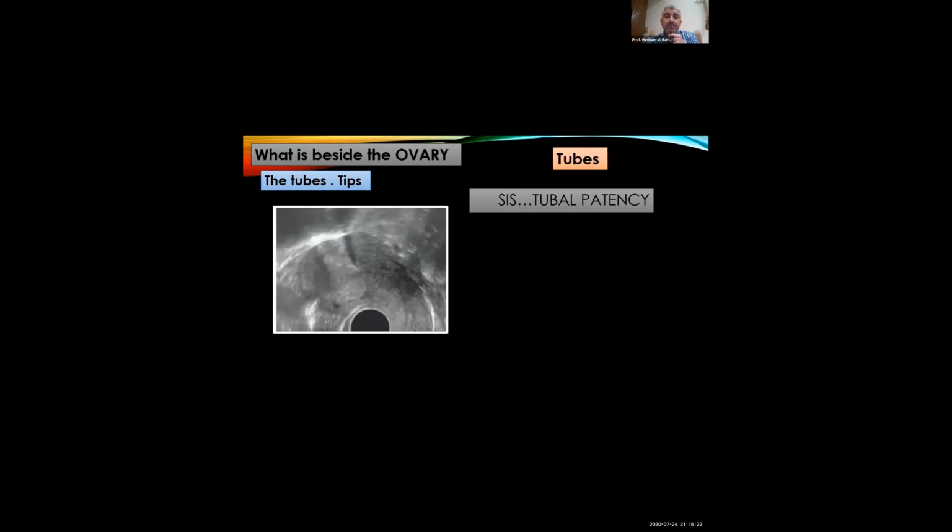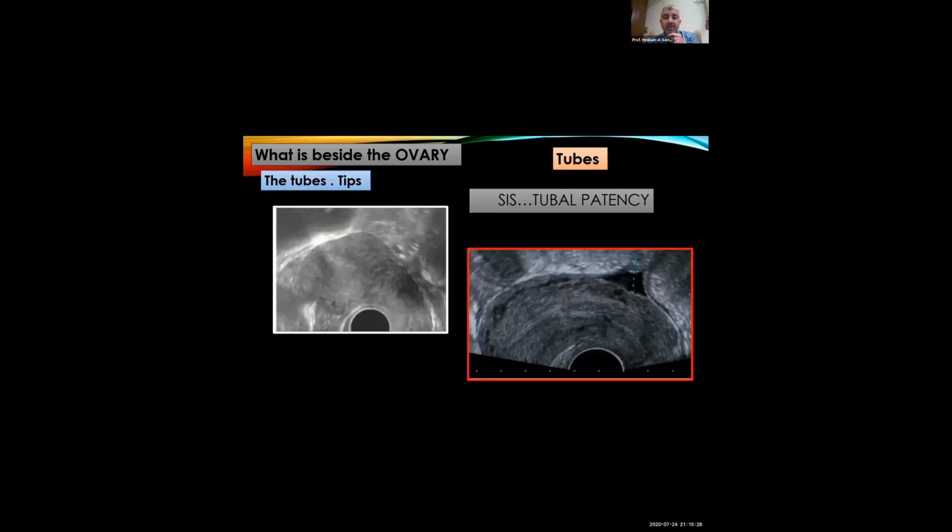Again, with the tube, if you want to test tubal patency, you push some fluid inside the uterine cavity and you see the Douglas pouch. If there is some fluid in the Douglas pouch, most probably at least one of the tubes is patent. Of course, you should see that there's nothing in the Douglas pouch before starting the SIS.